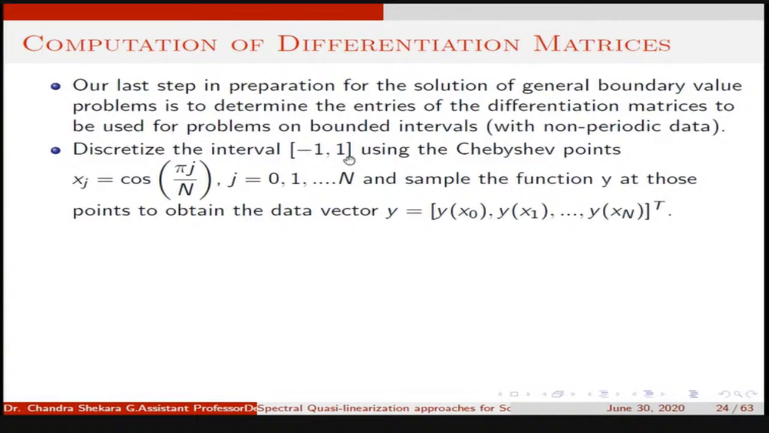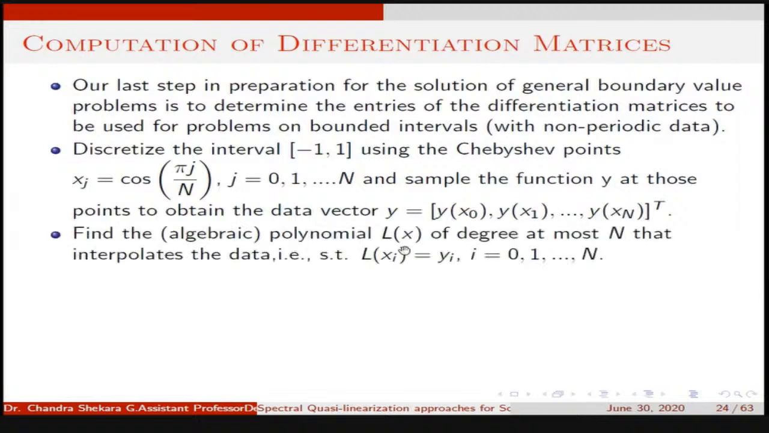Once we discretize the interval minus 1 to 1 by using Chebyshev collocation points, we can determine the values of the function at each of these collocation points. The values of the function at each collocation point are given by this vector y. Then using these collocation points and the function values at them, one can use interpolation, by Lagrange interpolation. So you can find the Lagrange polynomial L of x of degree at most n that interpolates these values, the collocation points in minus 1 to 1 and the functional values at the collocation points, by using this relation. So L of x is equal to y.